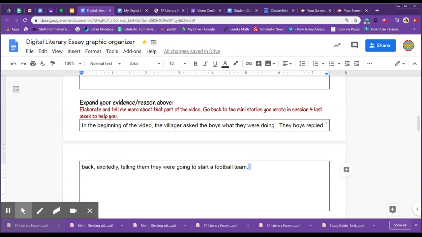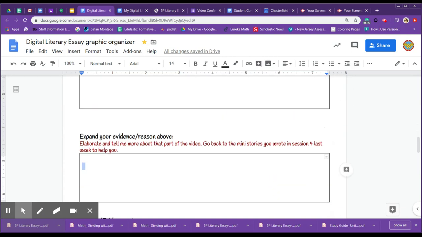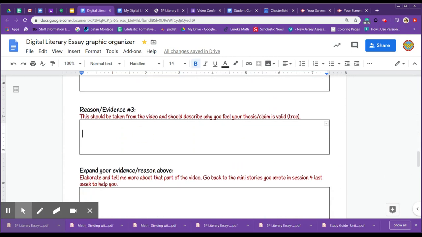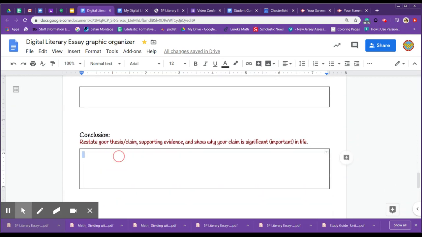You're going to take your essay and go ahead and do the same thing for your reason or evidence two, expanding your mini story here, and your reason and evidence three, your mini story. Then you're going to get to your conclusion. So, in your conclusion, use the mentor essays that you have in Google Classroom already. I will reshare them out with you.